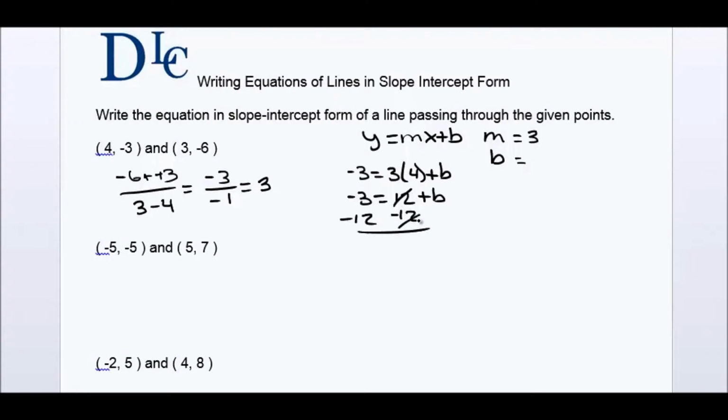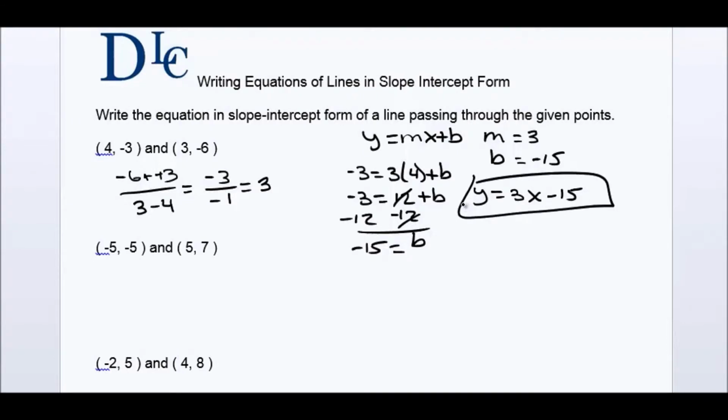Subtract 12 from both sides, that zeroes out. b is equal to negative 15. Now we have our slope, 3, and we found our y-intercept, b, which is negative 15. Now write your equation in slope-intercept form. y is equal to 3x plus negative 15, which is just minus 15. And we're finished. Okay, let's make some room and do our second one.